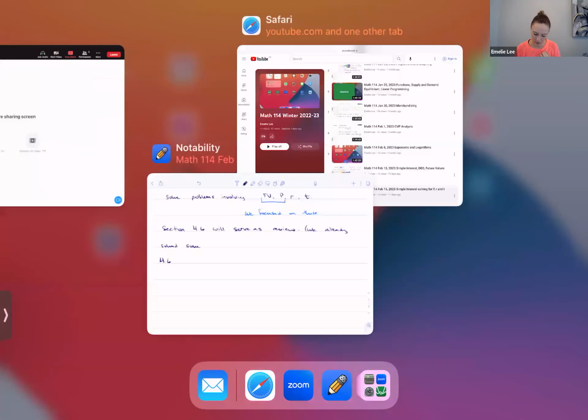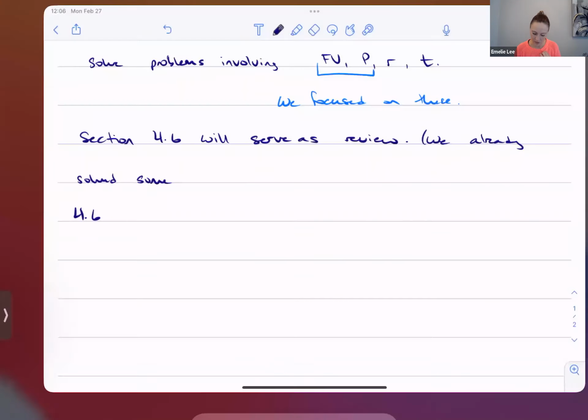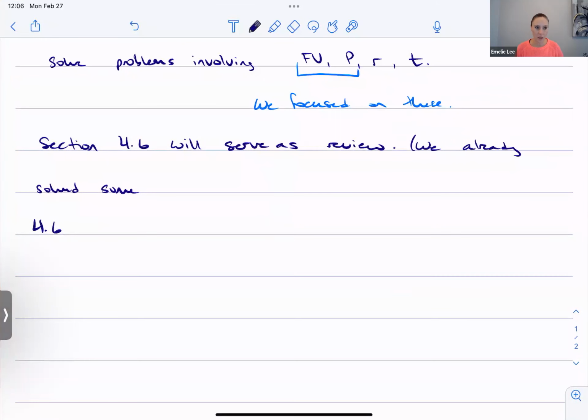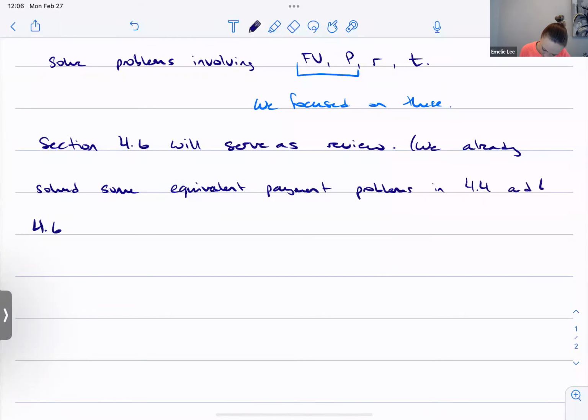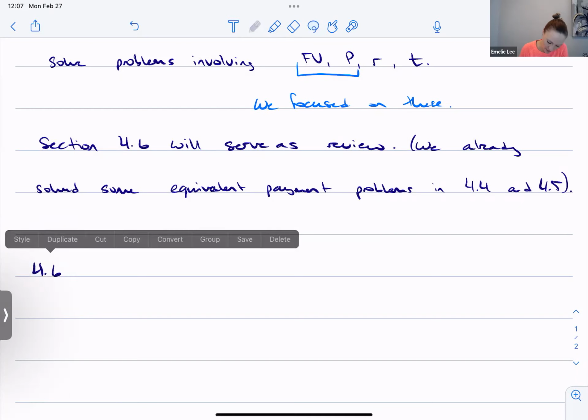Okay. I'll close that so it doesn't take up any bandwidth. So we already solved some equivalent payments problems in 4.4 and 4.5. But we didn't call them that. But that's okay. So now we're going to actually call them that, and we're going to just do more practice.